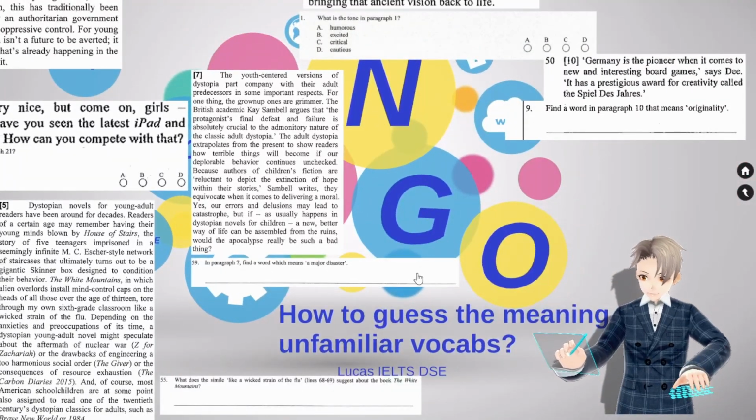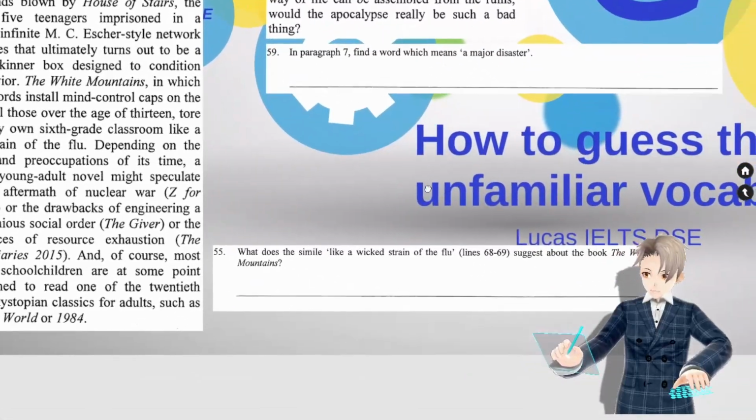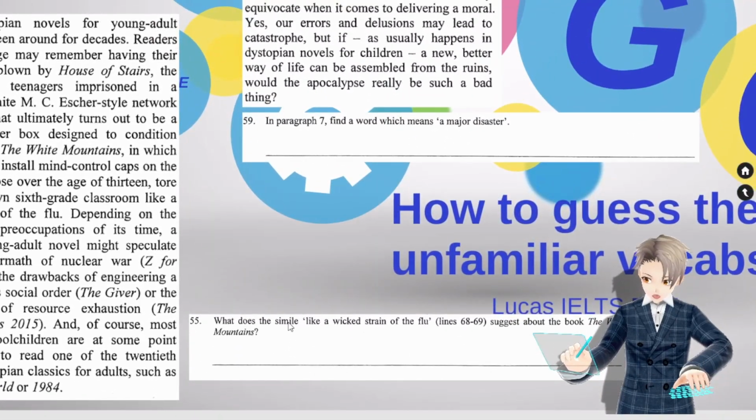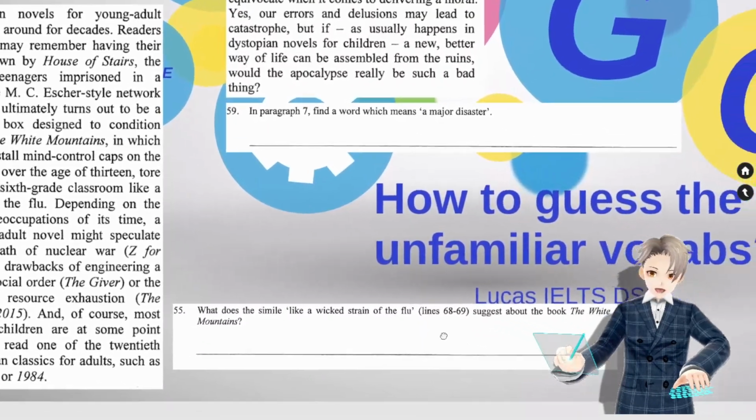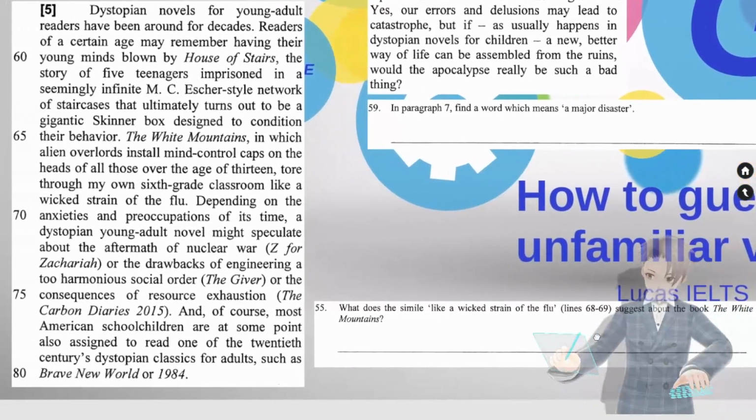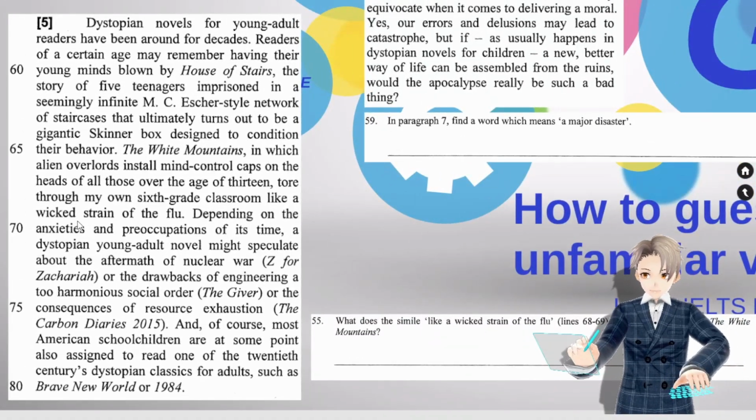is, let's see, how about this one? Number 55. "What does the simile, like a wicked strain of the flu, 68 to 69, suggest about the book The White Mountains?" Okay, so these questions are a bit more specific. At least we don't have to read the whole thing like the one we just did. Here we're looking at 68, so 5, 6, 7, 8. And here, a wicked strain of the flu. All right, so when you receive these questions, we have to take a look at the sentence above it and below it. So let's see.